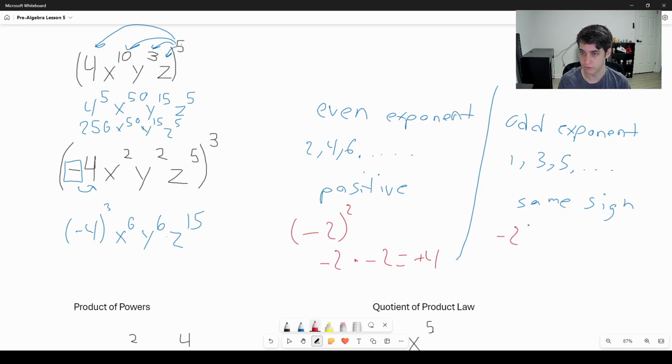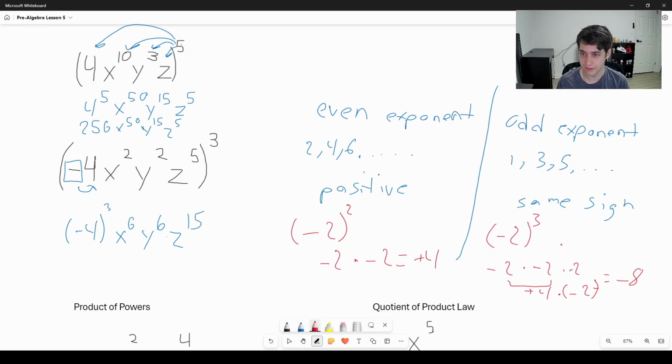All right, let's do the -2 again. If we have it to the third power, that means we're doing -2 times -2 times -2. So there's actually an extra negative after we pair these up into a positive, and then we end up with a +4 times a -2. Which, remember, a positive times a negative is a negative. So we actually get -8.